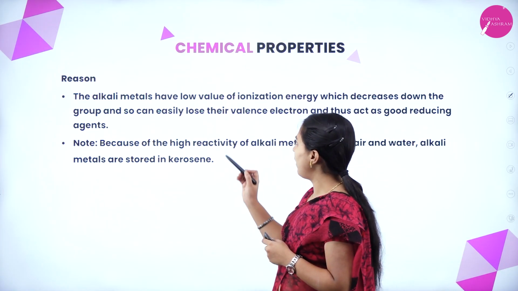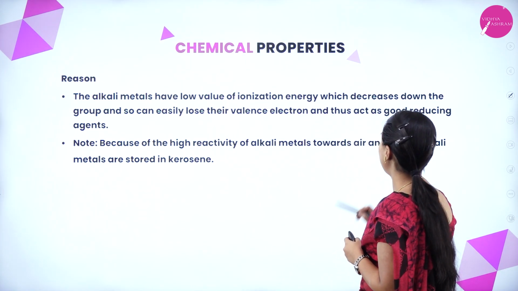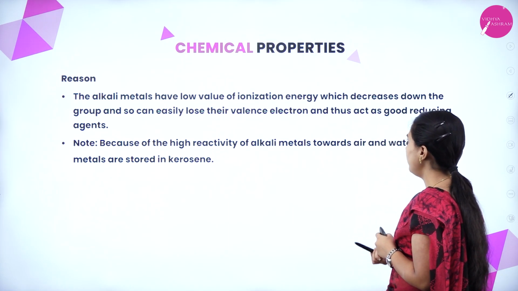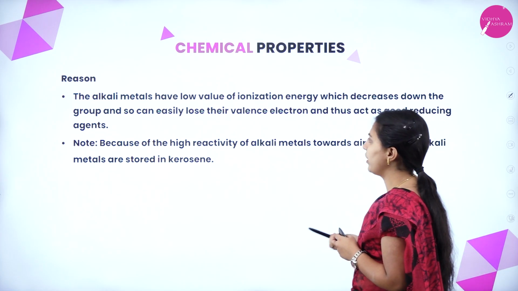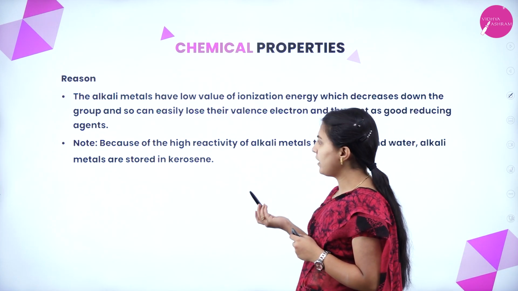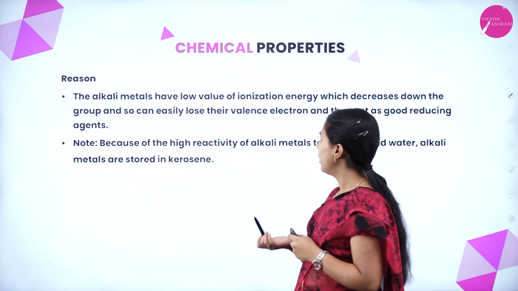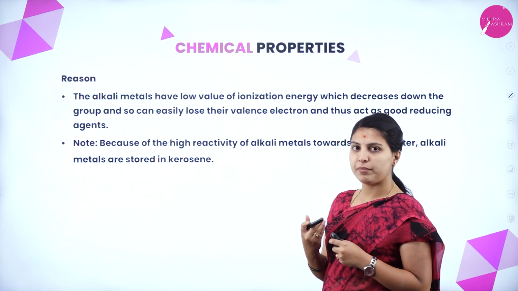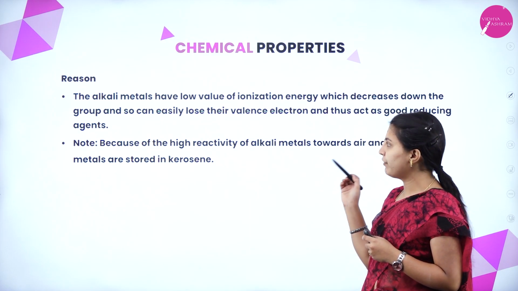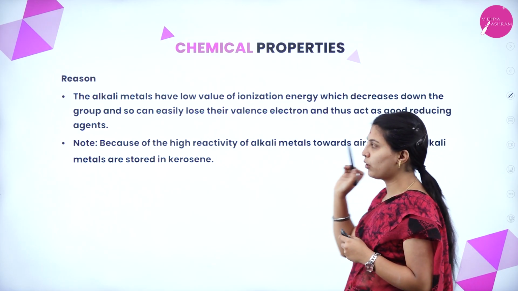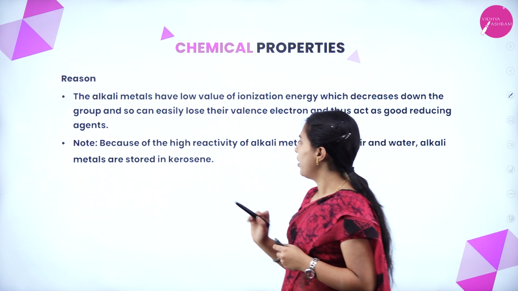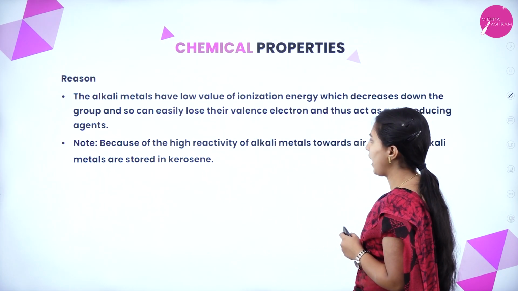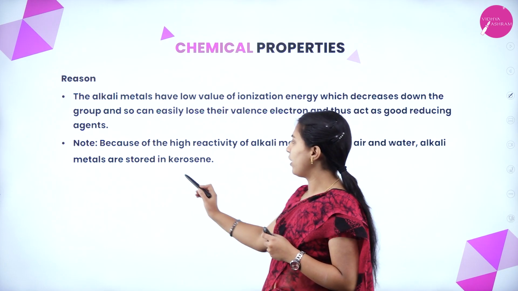The alkali metals have low values of ionization energy, which decreases down the group, so they can easily lose their valence electron and thus act as good reducing agents. They have low ionization enthalpy, which decreases down the group, and they can lose electrons from the valence shell easily. By that we can tell it is a good reducing agent. Because of the high reactivity of alkali metals towards air and water, alkali metals are stored in kerosene.